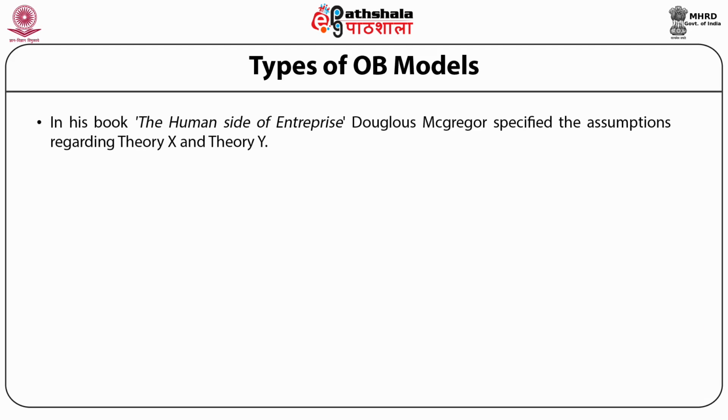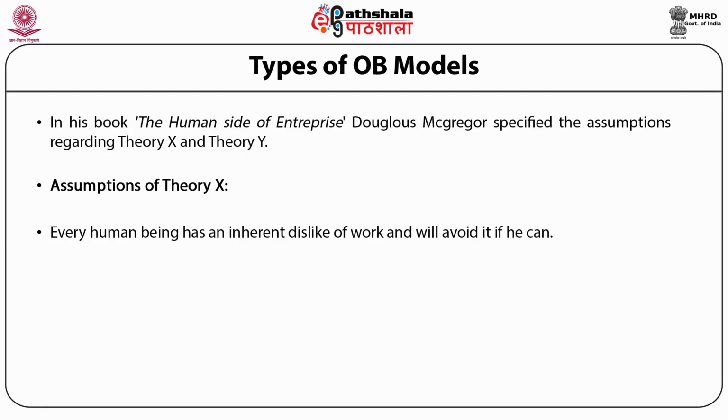In his book, The Human Side of Enterprise, Douglas McGregor specified the assumptions regarding both these theories, that is, theory X and theory Y. Firstly, we'll talk about theory X assumptions. The first assumption of theory X is that the average human being has an inherent dislike of work and will avoid it if he can. Then, because of this dislike for work, most people must be controlled and threatened before they will work hard enough.